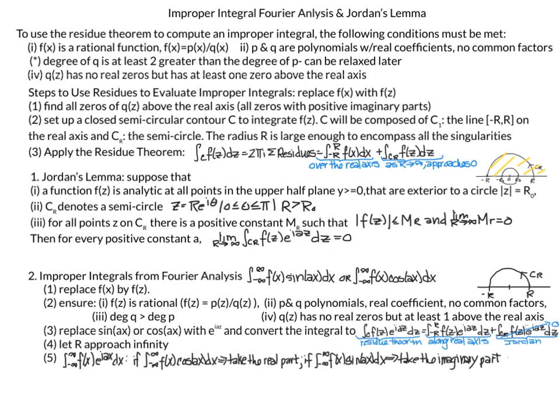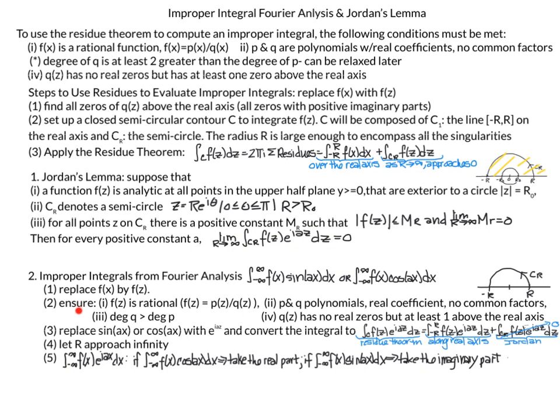Now we're ready to come up with our procedure for improper integrals from Fourier analysis, that is improper integrals where we have f of x times sine of ax, or f of x times cosine ax. You want to compare this procedure to what we had for improper integrals because it is very closely related. First, we're going to replace f of x by f of z, and again, that's exactly the same thing we do for general improper integrals.